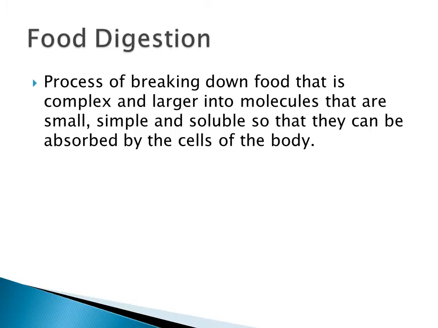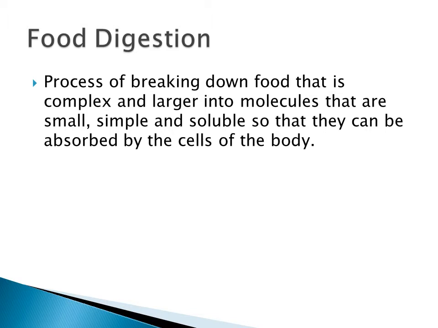Food digestion, first of all, is the process of breaking down food that is complex and larger. That means we cannot eat one whole chicken, so we have to break it down into smaller pieces. Only then can the body absorb the chicken as nutrients into our digestive system. So as a whole, it is a process of breaking down food that is complex and larger into molecules that are small, simple and soluble so that they can be absorbed by the cells of the body.